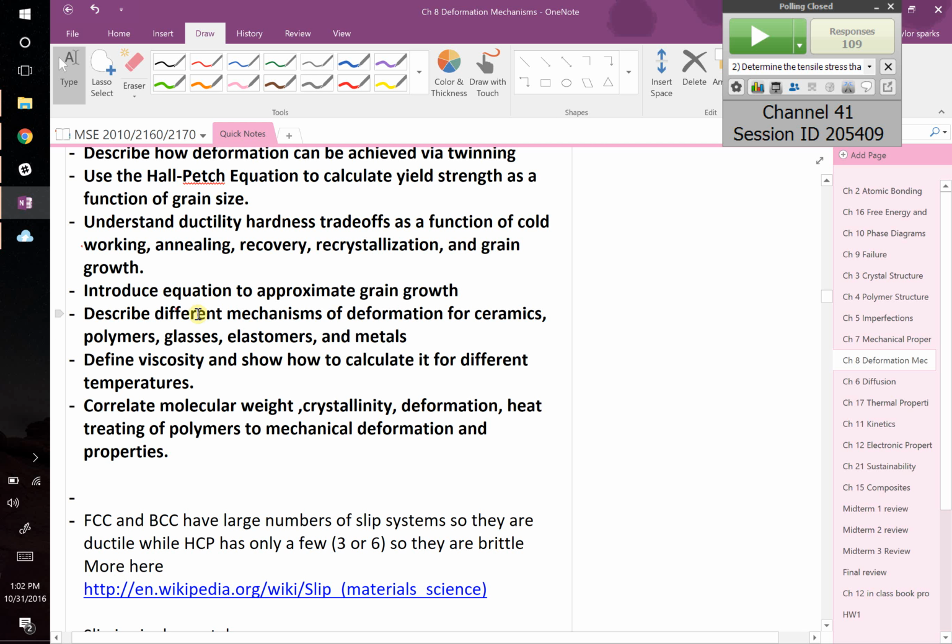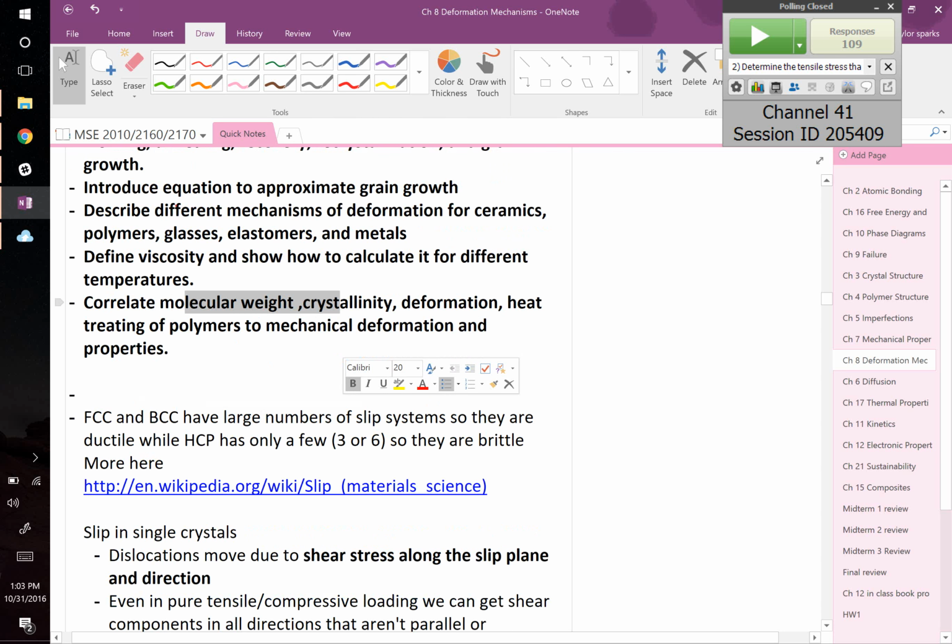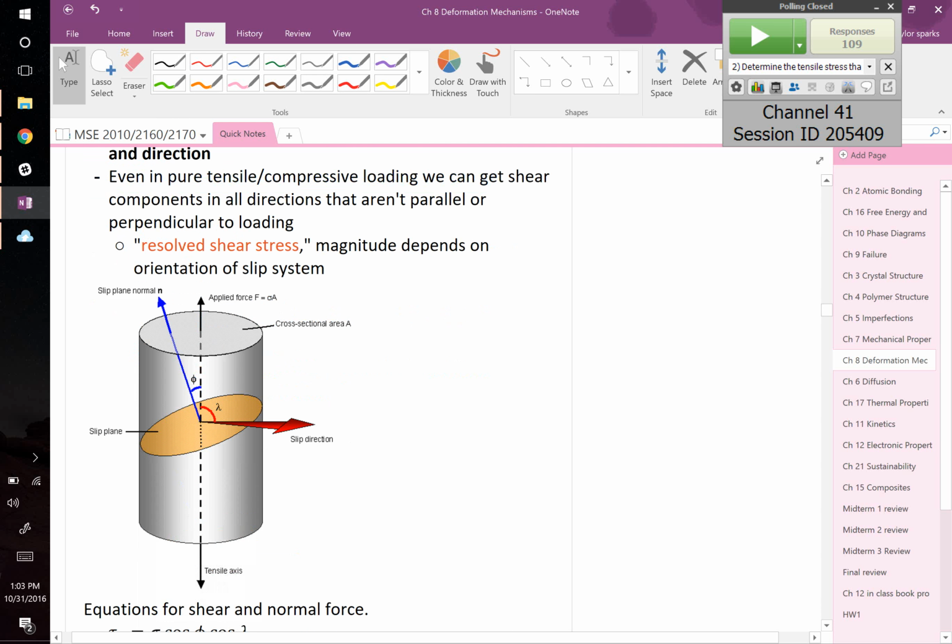Talk about deformation in ceramics, or the lack of deformation in ceramics. But we will talk about how glasses, elastomers, and metals deform. If we have time, we'll get to viscosity, and we'll even tie it into molecular weight and crystallinity of polymers. Okay. So we left off last time.